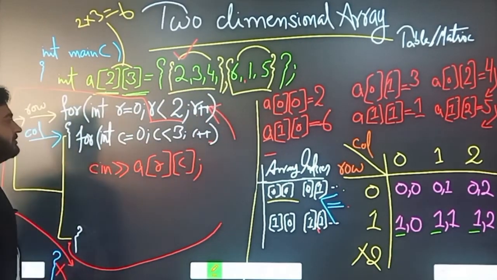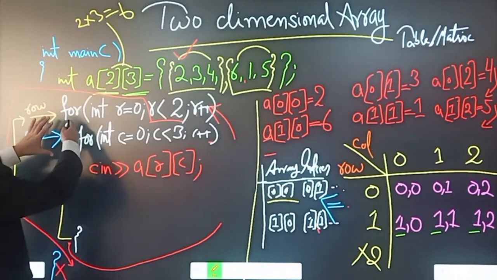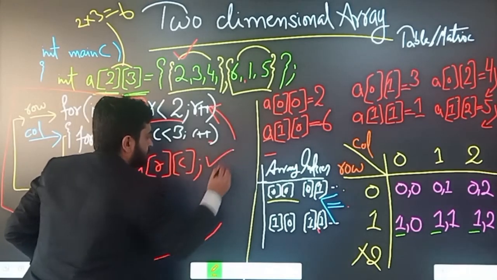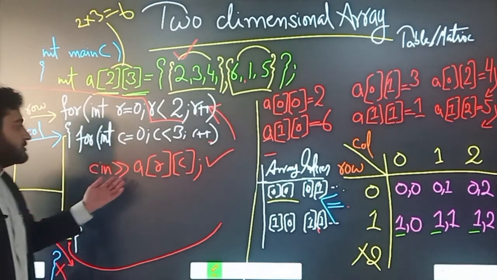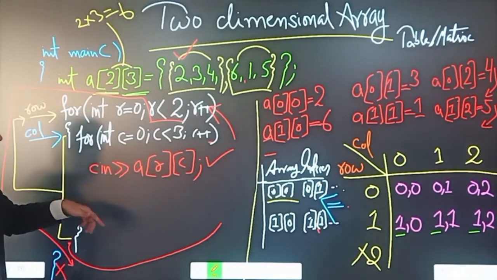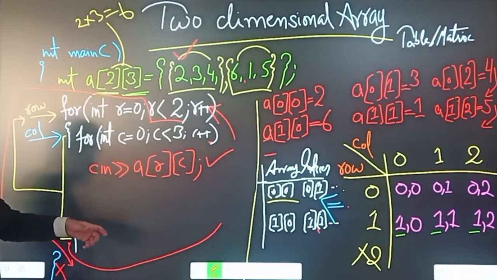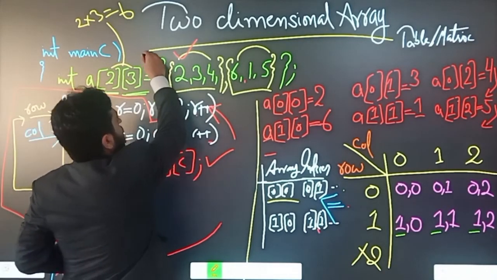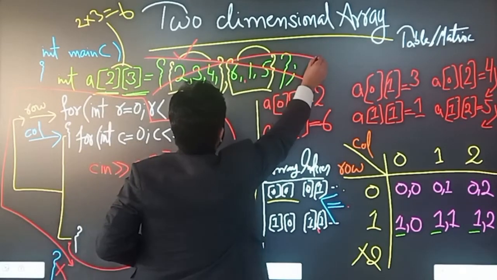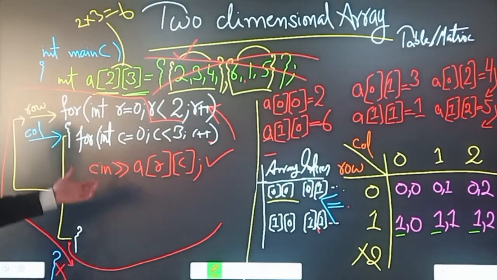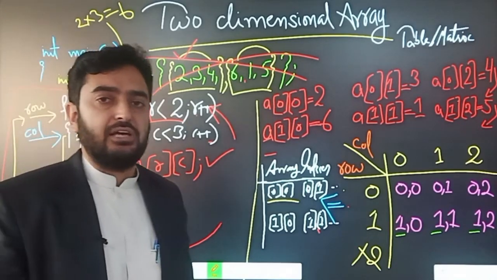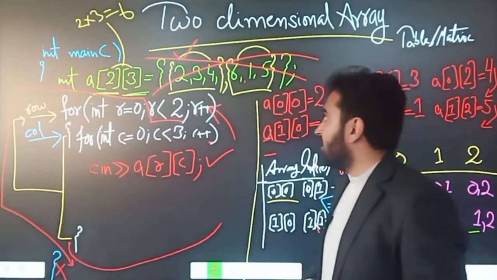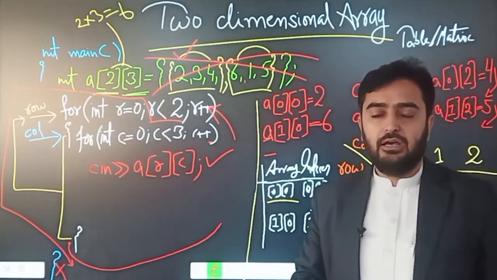In that way the outer loop will be executed, and then the inner loop will be executed, and this statement will be executed 6 times: 3 times for one row, 3 times for another row. So in this way the user will be able to input the values inside the two-dimension array, and we don't need to initialize the array in the startup program. This is a very simple concept of how to introduce the two-dimension array in C++.